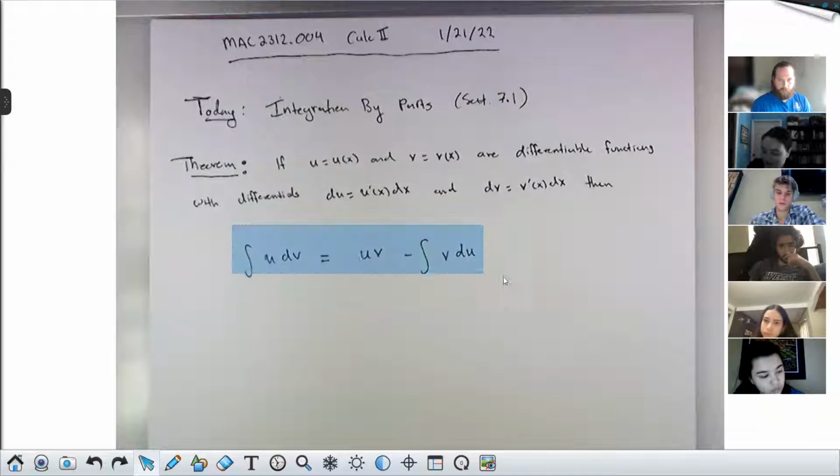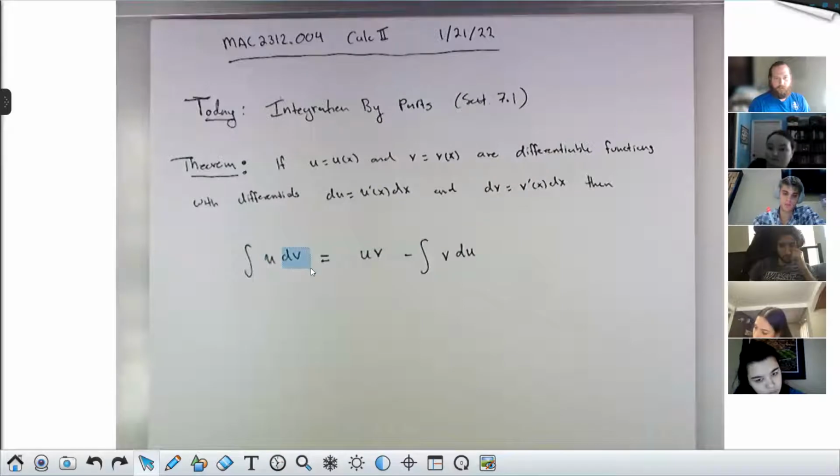So I know this looks a little bit weird, right? It doesn't look like functions right away, but remember that u is a function and dv is like the derivative of v, so it's also a function. So everything here are functions.